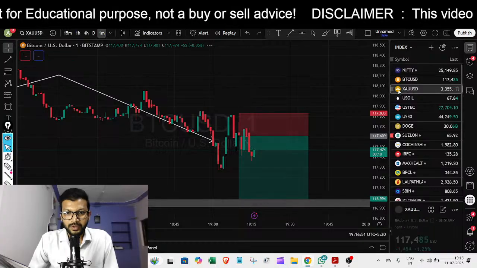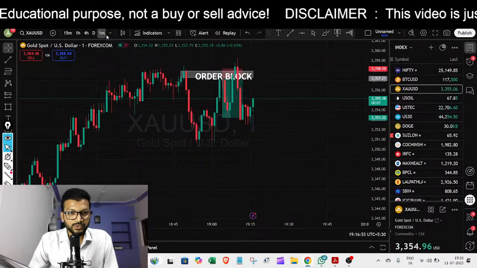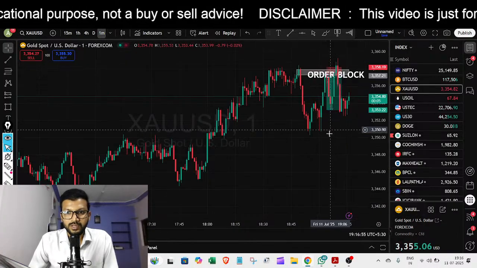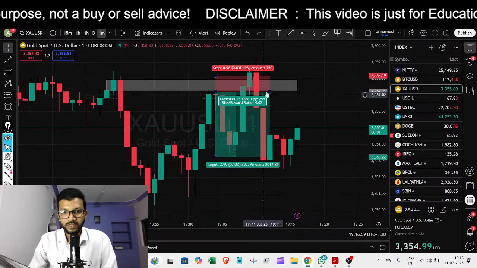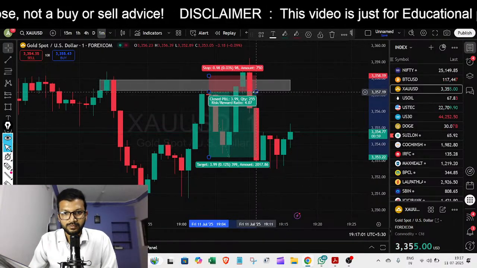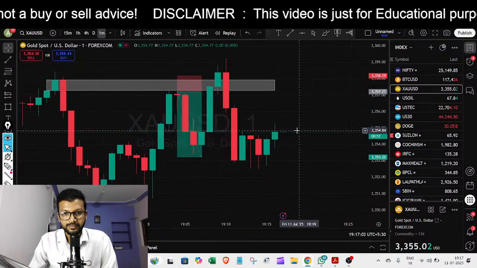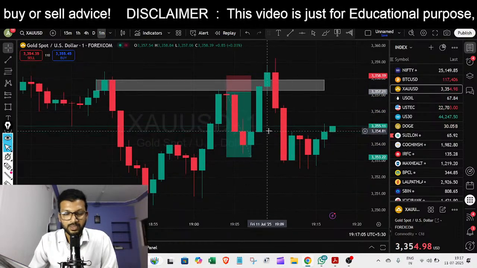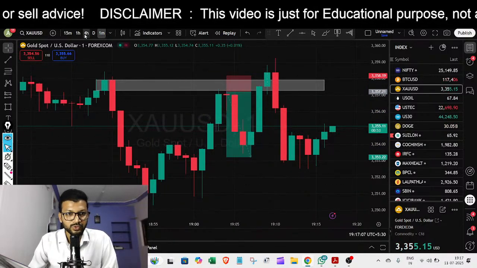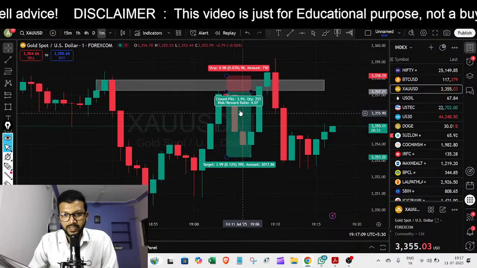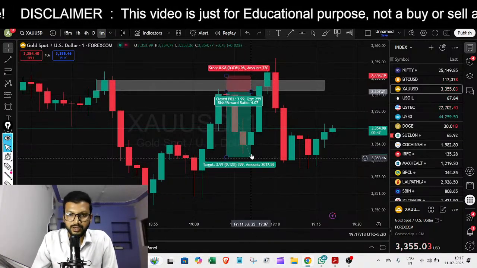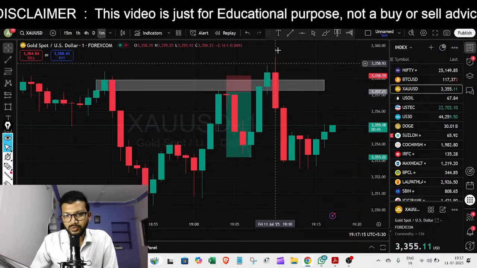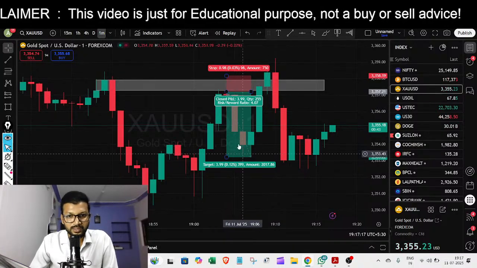So in gold we have taken a trade where our 1 is to 3.5 target hit. We took the trade from here with a smart money concept order block. This is our 1 is to 3, almost 3.5 target hit. After that we exited from this trade and the market reversed. It doesn't matter to us because we entered here and exited here.